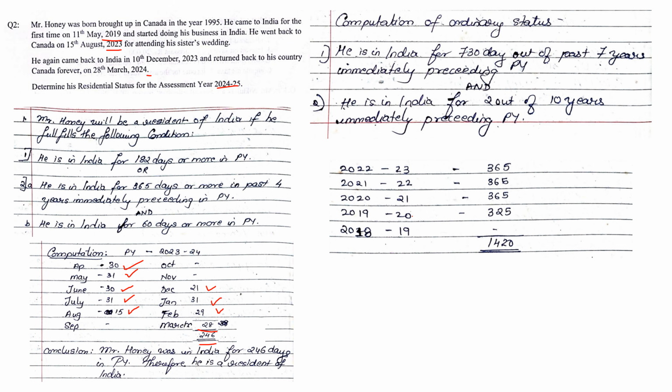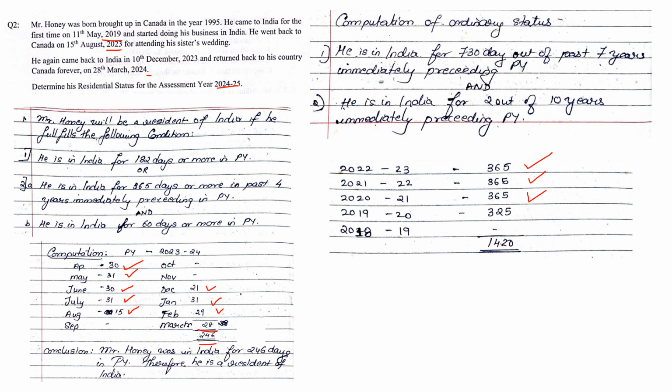So he was there in India from 1920, 20-21, 21-22, 22-23. 22-23 full year, 21-22 full year, 20-21 full year. From 1920 he came from 11th May. So April he was not there and 10 days of May he was not there. So when you remove those 40 days, what remains is 325. Total it up, we got 1420 days, which is more than 730 days.